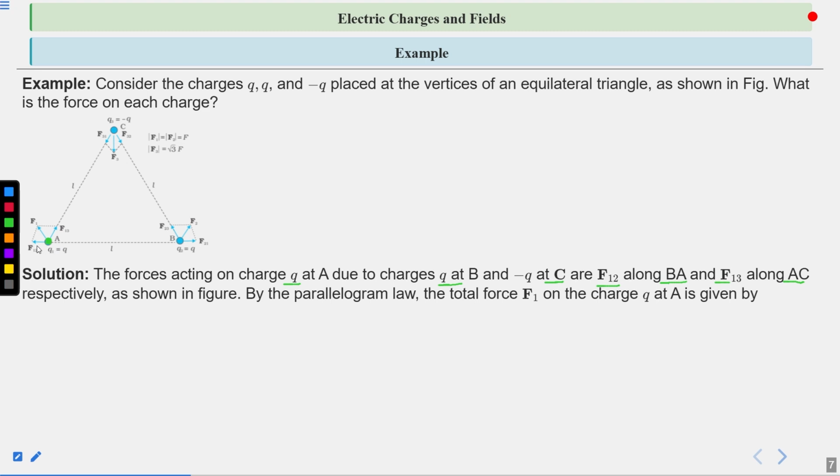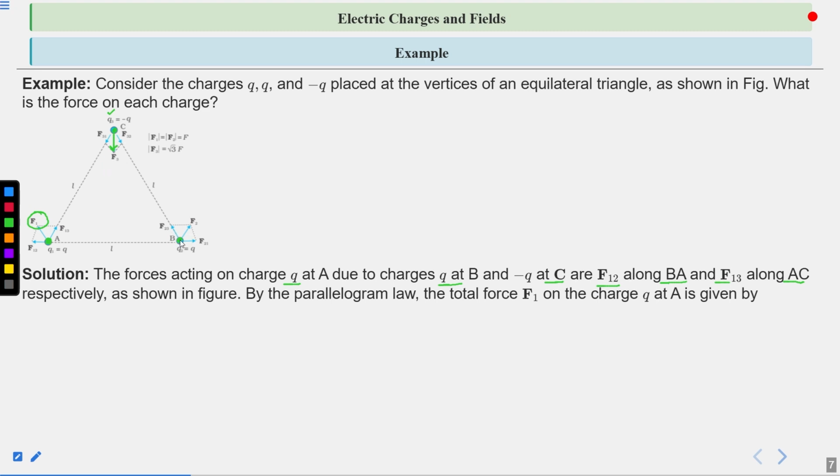I repeat it. F12 is the force on charge q1 due to charge q2. F13 is the force on charge q1 due to charge q3. Clear? Now F1 is the resultant force on charge q1. Similarly, F31 is the force on charge q3 due to the first, and F32 is the force on charge q3 due to the second, and the resultant force on charge q3 is F3.